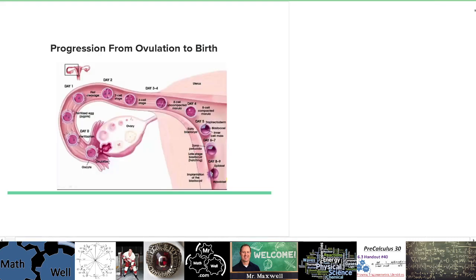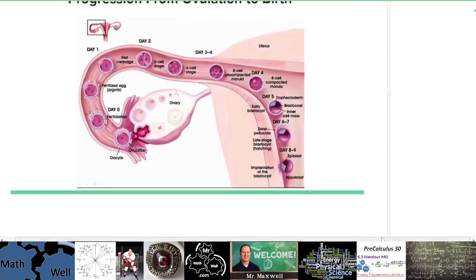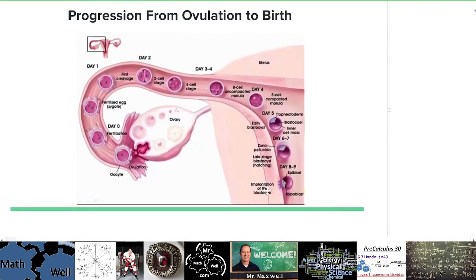All right. Let's talk about this here. Progression from ovulation to birth. So we talked a little bit about this. Let's get into this a little bit more. Ovum formation, okay? Here's the diagram we're going to be looking at. So just before you fill anything out here, the ovary spits out an egg here. It starts to go down the fallopian tube.